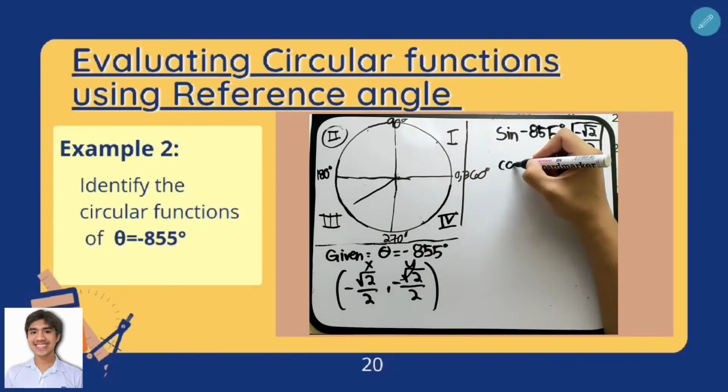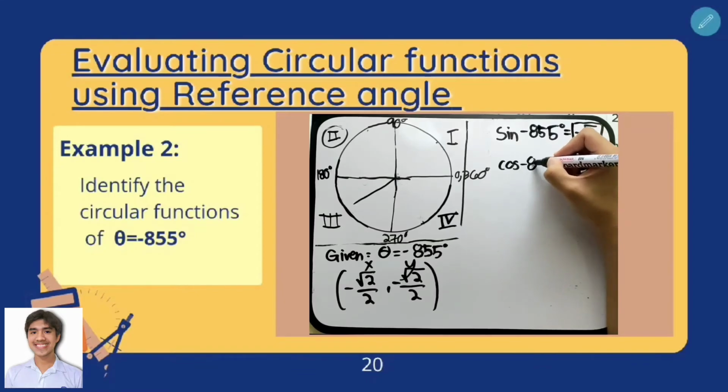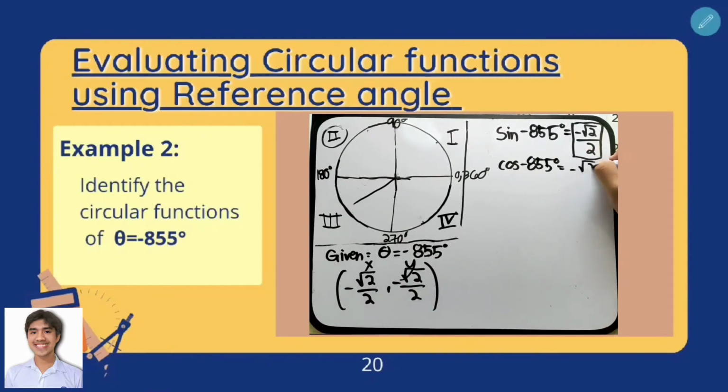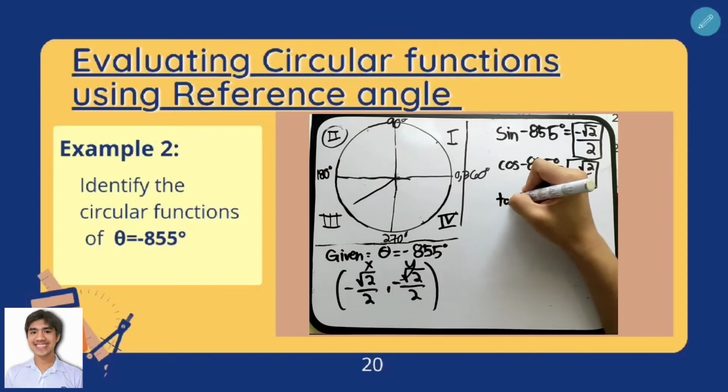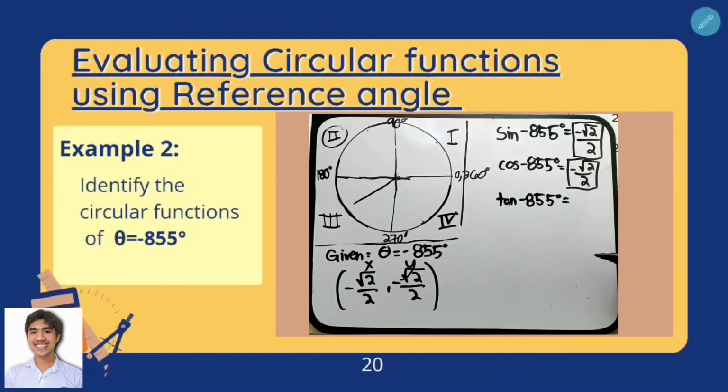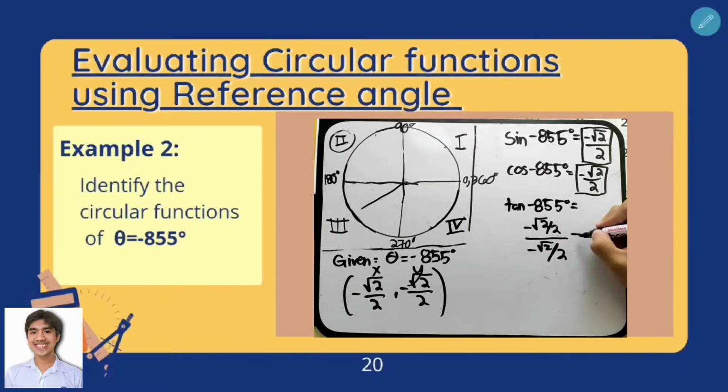Next, let's find the cosine of negative 855 degrees. That is the x-coordinate of our terminal point. Then we will have negative square root of 2 over 2. Next, let's find tangent of negative 855 degrees. Our formula in tangent is y over x, so we need to divide negative square root of 2 over 2 by negative square root of 2 over 2. If we will divide this, we will have 1.